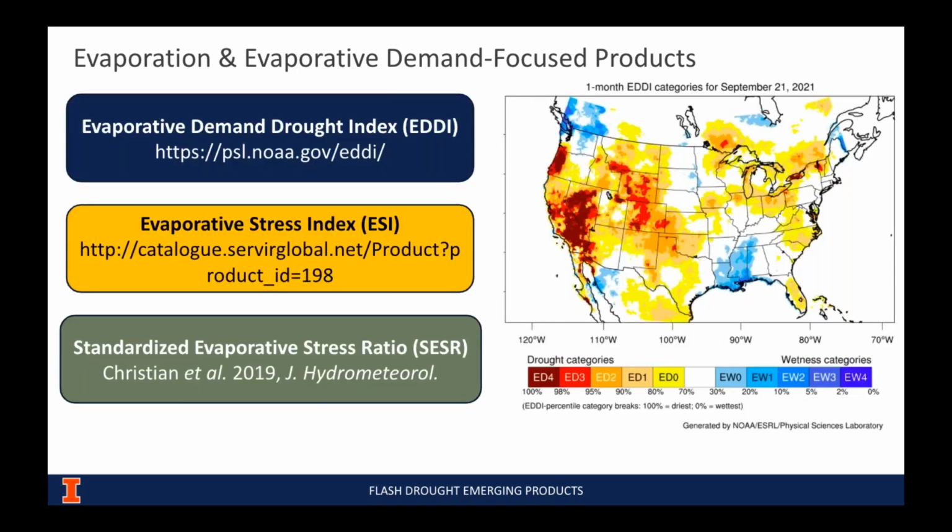Go to the next slide, please. So some examples of evaporation and evaporative demand focused products: the Evaporative Demand Drought Index, with one of the more recent EDDI maps here on the right hand side, the Evaporative Stress Index, and then the Standardized Evaporative Stress Ratio. Now these are all similar to each other. EDDI is focused on evaporative demand, whereas the SESR, the Standardized Evaporative Stress Ratio, takes the ratio of evaporation to evaporative demand.